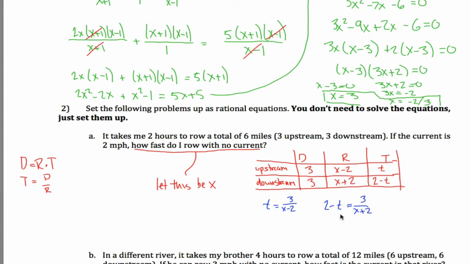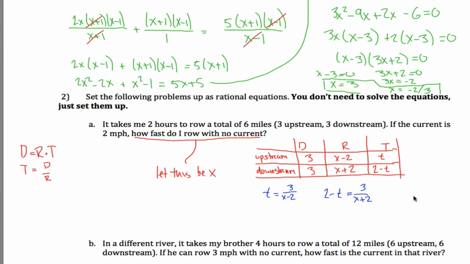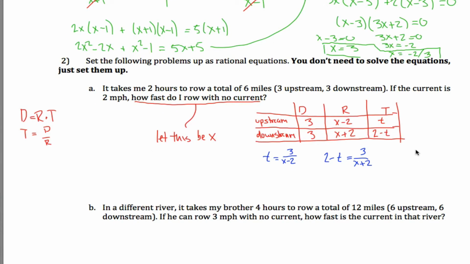I got these two equations. The problem is they have x's and t's in them. I don't want them to have x's and t's. I want just x's. But I know that t equals this thing. So I can take this equation right here, and instead of writing the letter t, I can write 2 minus what I found t to be equal to over here. I can substitute in this value for t. 2 minus t is equal to 3 over x plus 2.